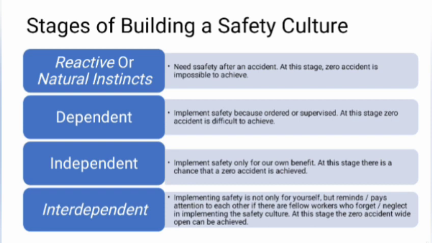Number 3. Independent. Implement safety only for our own benefit. At this stage, there is a chance that a zero accident is achieved. And the last, interdependent. Implementing safety is not only for yourself, but reminds and pays attention to each other if there are fellow workers who forget or neglect in implementing the safety culture. At this stage, the zero accident wide open can be achieved.